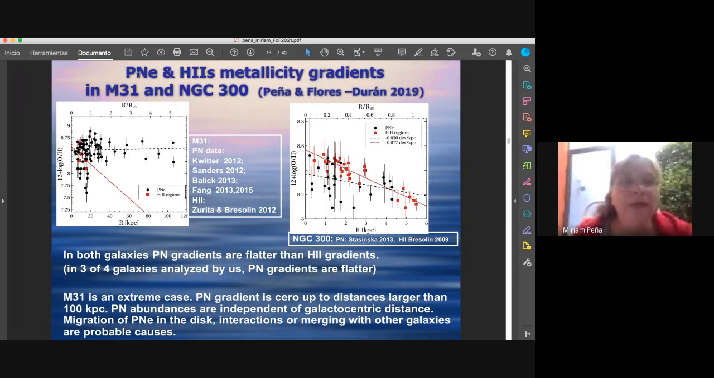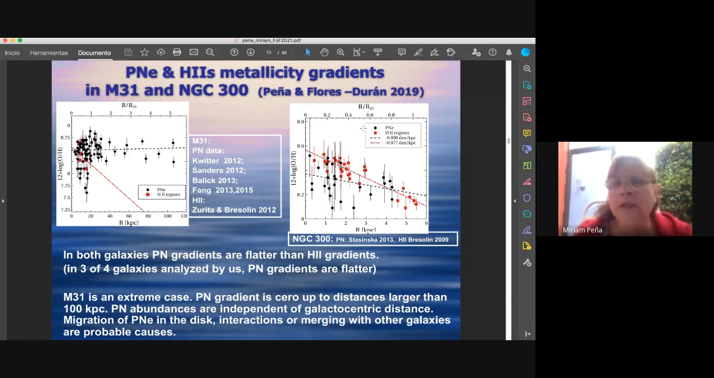Here I'm showing the case of the galaxies M31 Andromeda and NGC 300. The case of Andromeda is very interesting. In red, again, we have the gradient of H2 regions as derived from data by Zurita and Bresolin in 2012, while the planetary nebulae in black show this very, very flat diagram, very dispersed also.